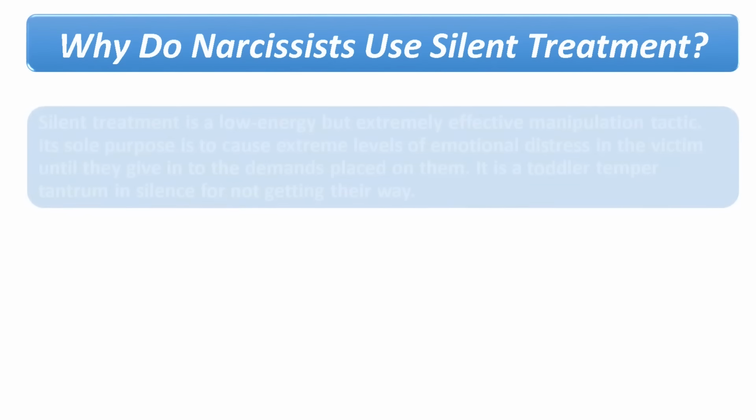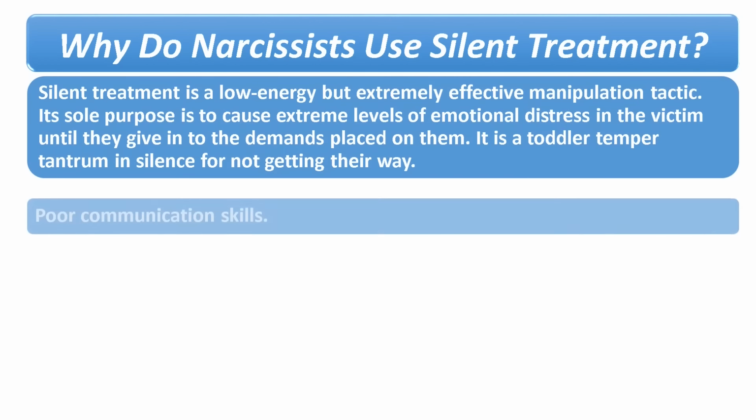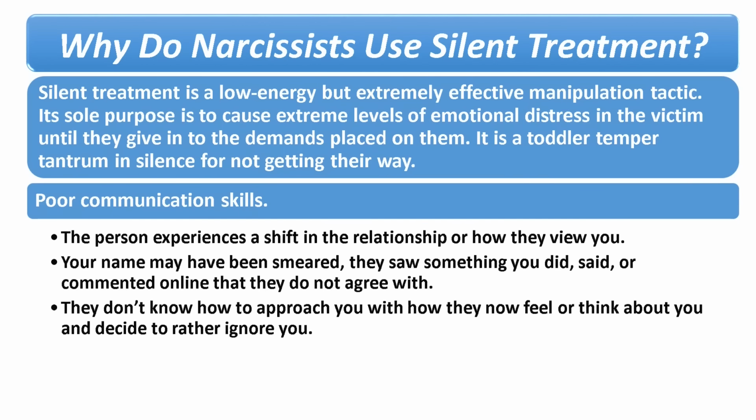Why do narcissists use silent treatment? Silent treatment is a low-energy but extremely effective manipulation tactic. Its sole purpose is to cause extreme levels of emotional distress in the victim until they give in to the demands placed on them. It is a toddler temper tantrum in silence for not getting their way. There are several reasons a narcissist may use silent treatment.